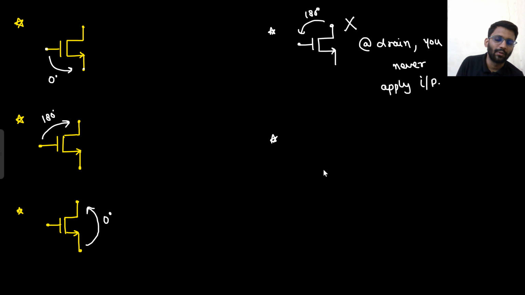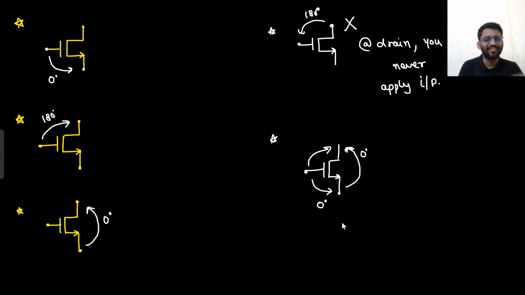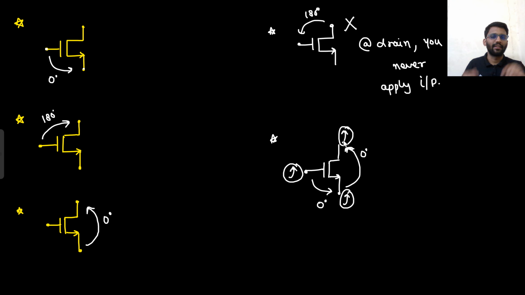Now, what other doubt can one have? Sir, I will come from here to here. What will be the phase shift? 0 degree. Then I will go from here to here. What will be the phase shift? 0 degree. So if I am going from here to here, there should be 0 degree phase shift. Someone will say, sir, if this node increases, then this node will increase. And if this node is increasing, then the drain node is increasing.